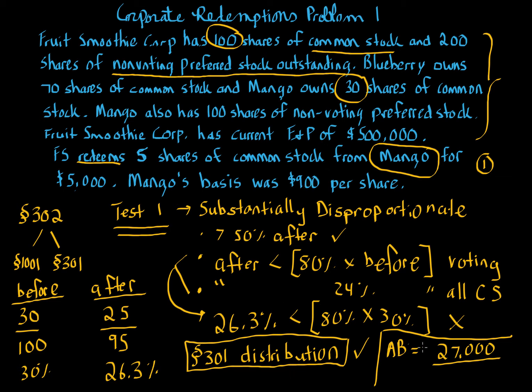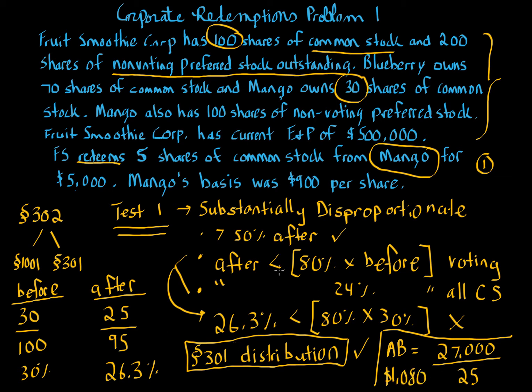What the rules do is they take that basis for the total shares, 27,000, the before amount. And when you have a distribution, we reallocate that using the after amount of shares. So that's 25 shares. So 27,000 total, which was the before total for all 30 shares, divided by the 25 shares left. That gives us a basis of $1,080 per share. That's important.